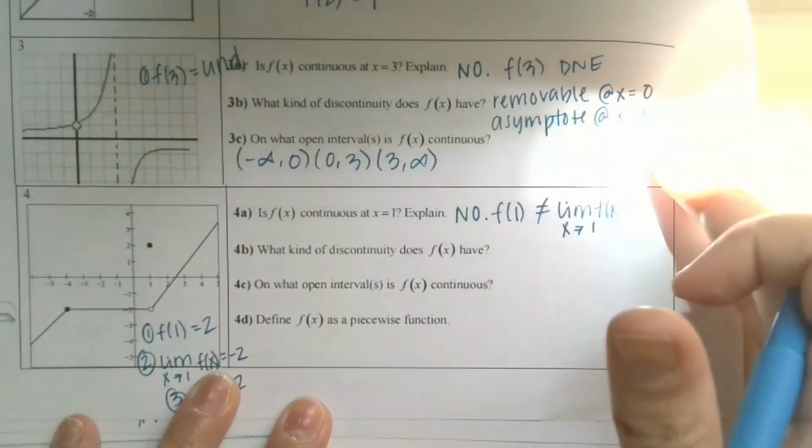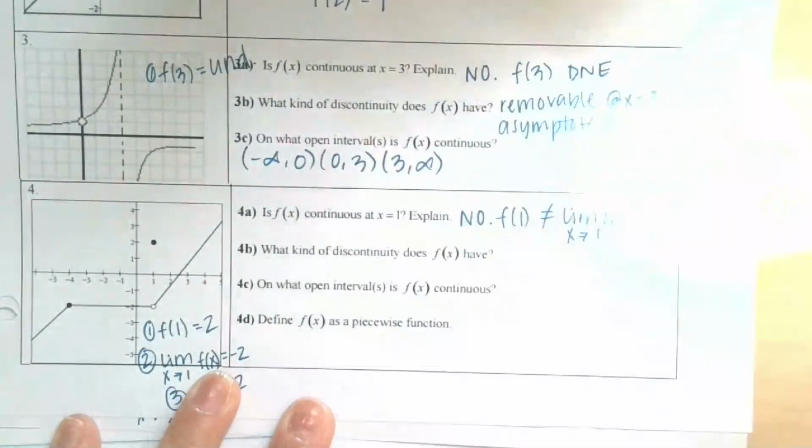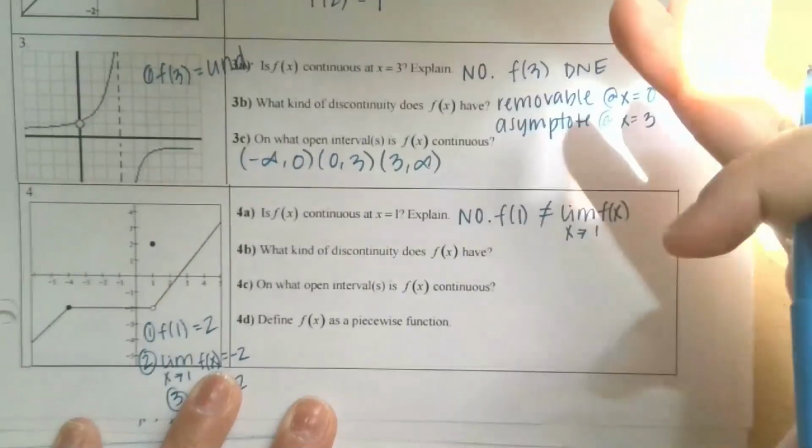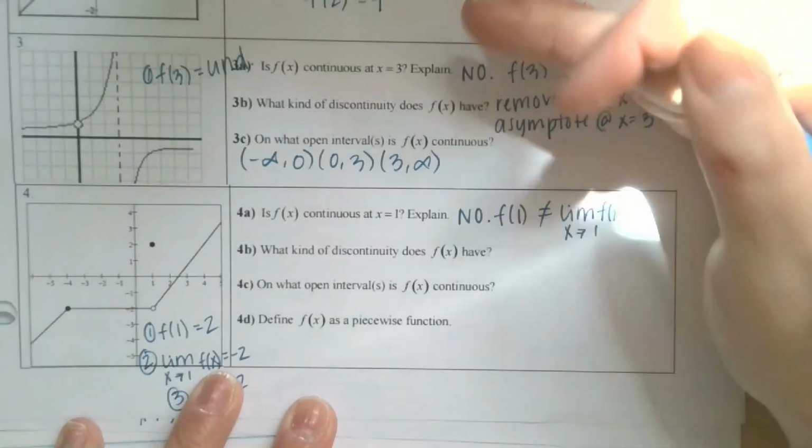I don't know why this corner piece keeps getting blocked out. I'm sorry, guys. The light, there we go. The light is just super bright coming in from the window.